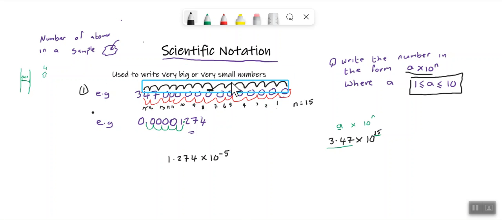So that is scientific notation. That's how you take a big number and turn it into its scientific notation form, and how you take a small number and turn it into its scientific notation form.